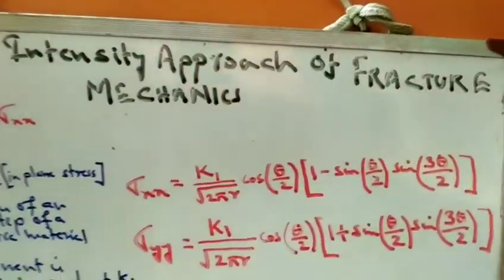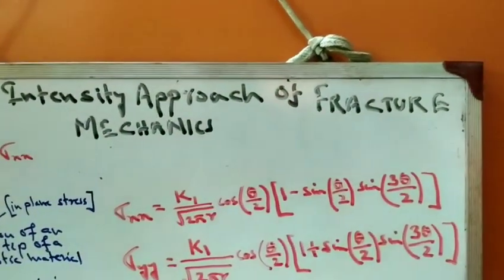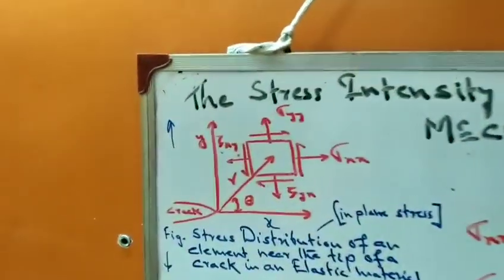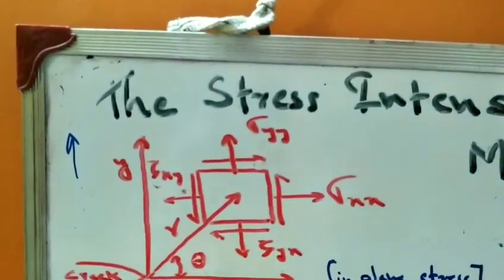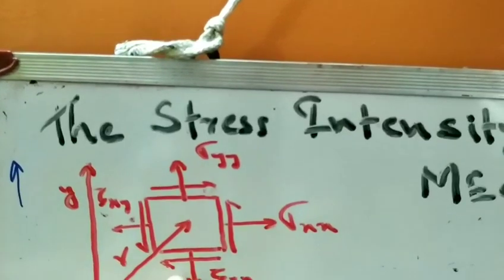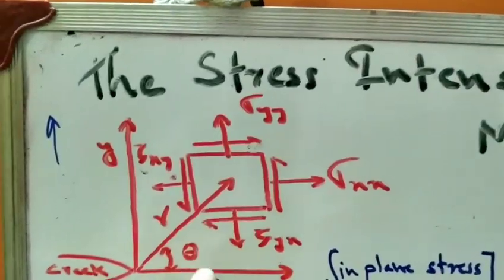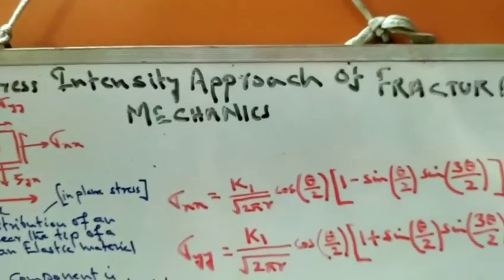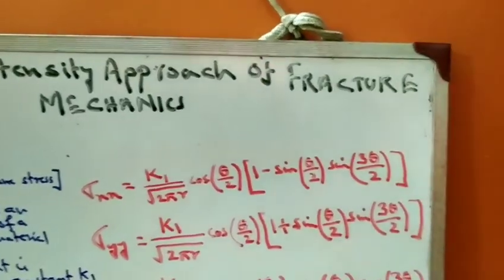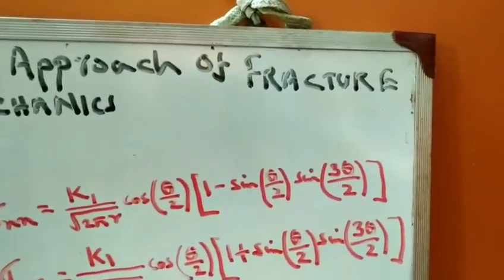Sigma xx is given as K1 by root 2 pi r, cos theta by 2, into 1 minus sin theta by 2 into sin 3 theta by 2. Now what is this theta? Theta is the angle of the element. That is, we are calculating the stress at a distance r and at an angle theta. So from this you could see that sigma xx can be calculated as K1 by root 2 pi r into cos theta by 2 into 1 minus sin theta by 2 into sin 3 theta by 2.